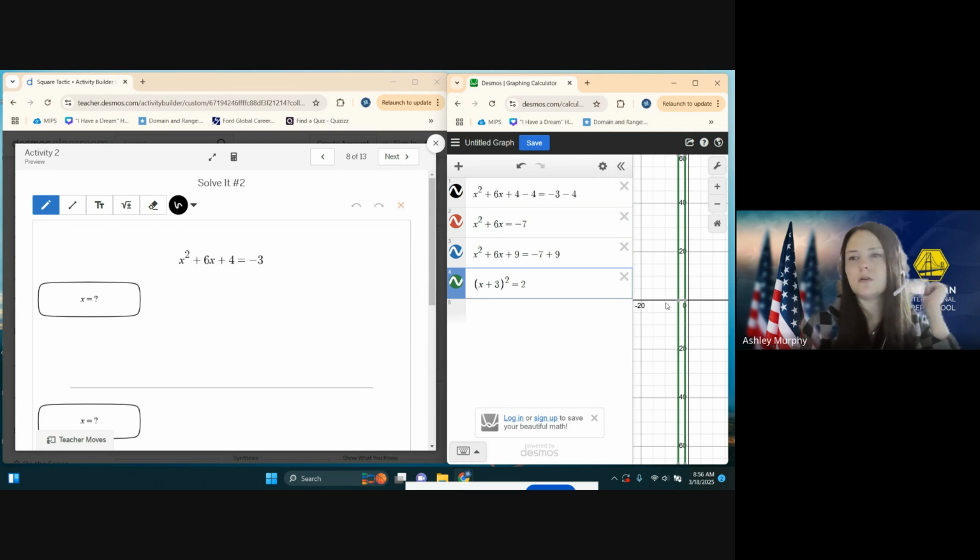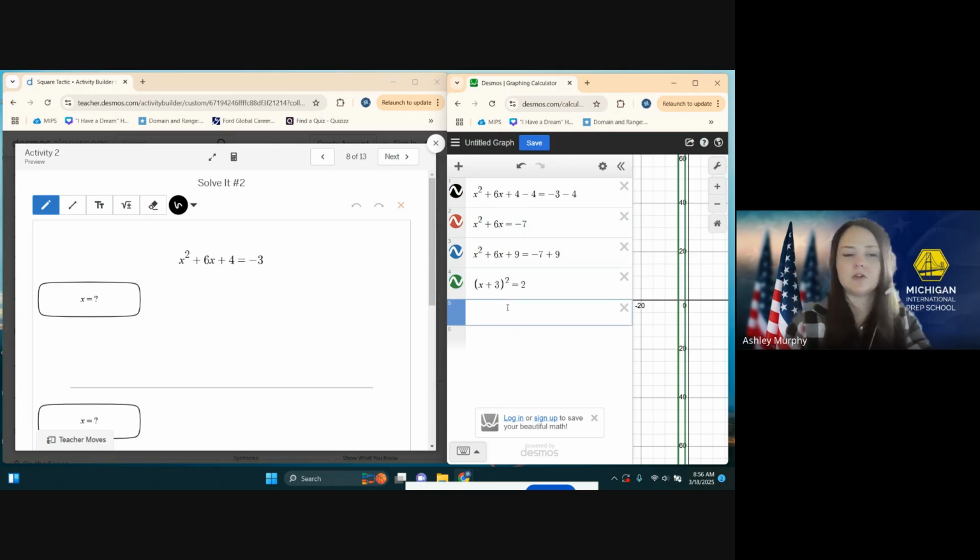Again, use your graph wisely, and you can see the green, the blue, the red, and the black are all the same graph. So that lets you know you have not made any mistakes. Taking the square root of both sides gives me the square root of 2, and we're missing one side because we also need the negative square root of 2.